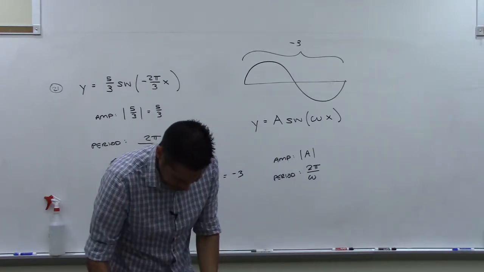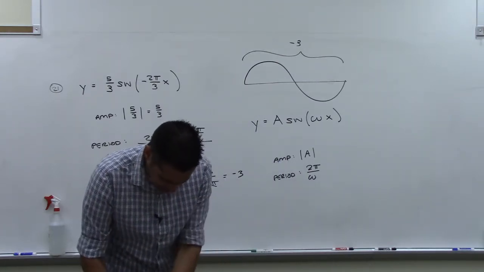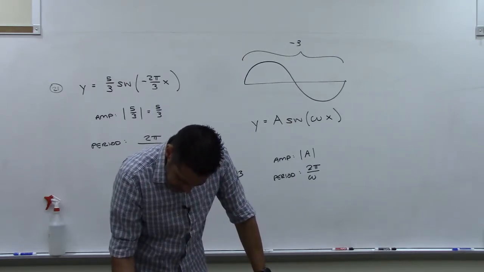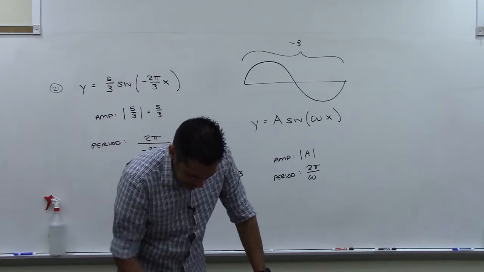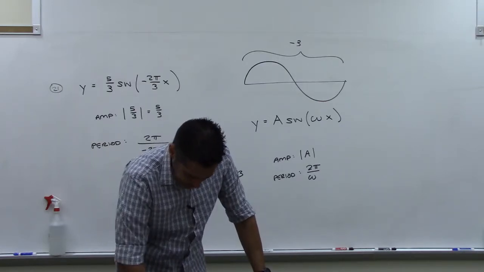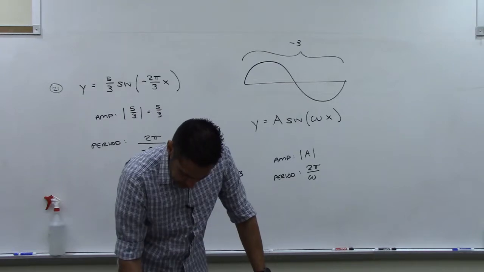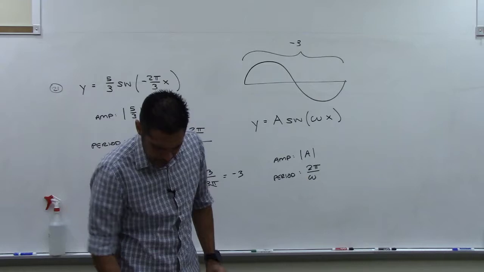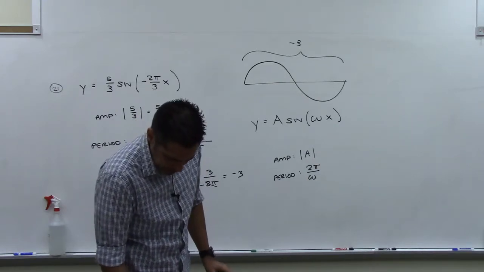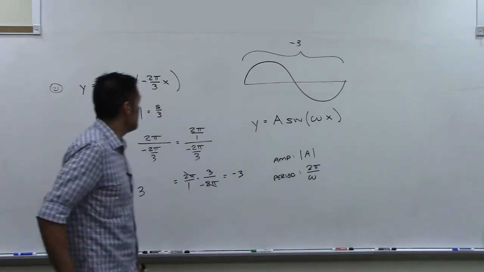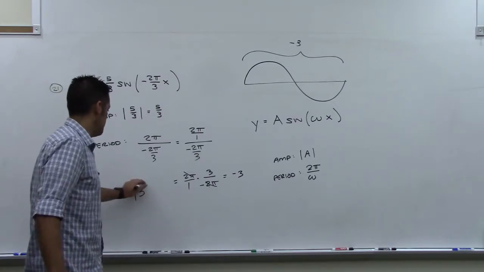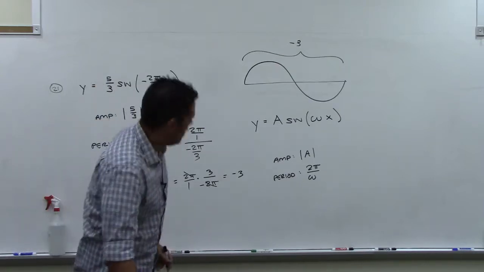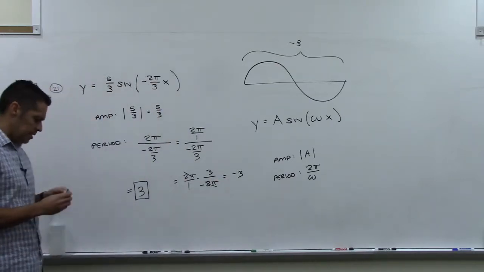Now, let's see, do they use the absolute value here? Let me just double check something. Yeah, they don't mention that here. Yeah, let's go 2 pi over omega. Okay, well, in the back of the book, they're saying the period is 3, so we'll go with it as a distance. So we'll go with 3, even though we did get negative 3. All right, so that's that one.